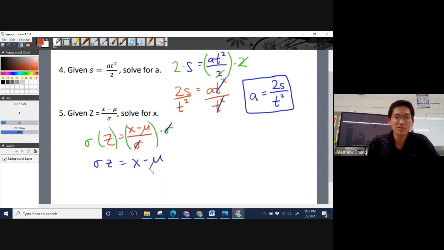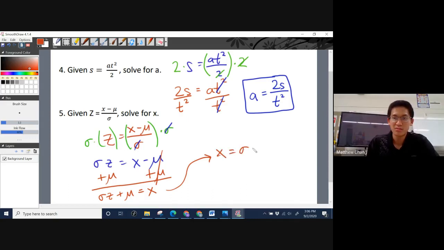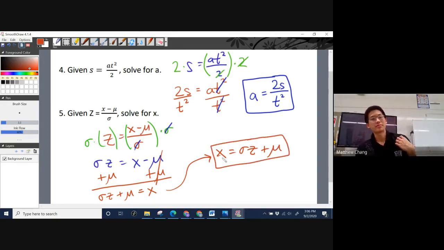Next, we can further isolate x by adding mu to both sides. This will cancel, so we have sigma times z plus mu equals x. Rewriting this, x equals sigma times z plus mu.